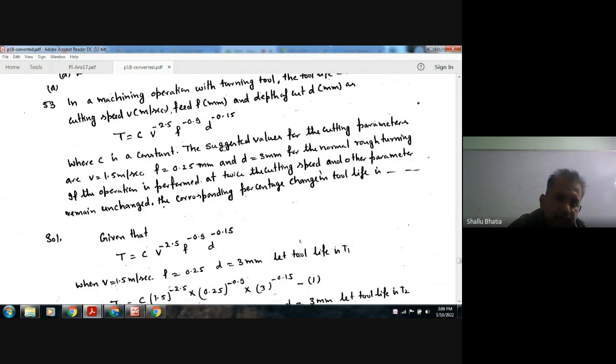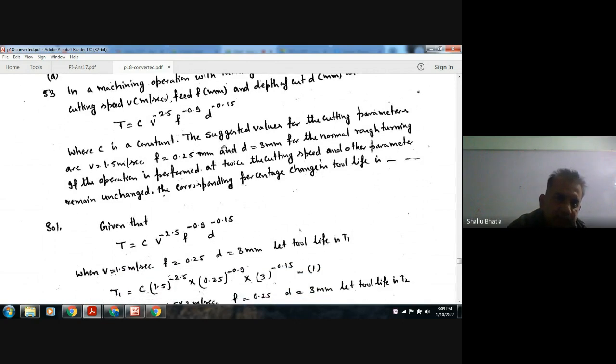In a machining operation with turning, tool life T is related to cutting speed V in meters per second, feed F in mm, and depth of cut D in mm as T = C V^-2.5 F^-0.9 D^-0.515, where C is a constant. The suggested cutting parameters are V = 1.5 meters per second, F = 0.25, and D = 3 mm for normal rough turning.